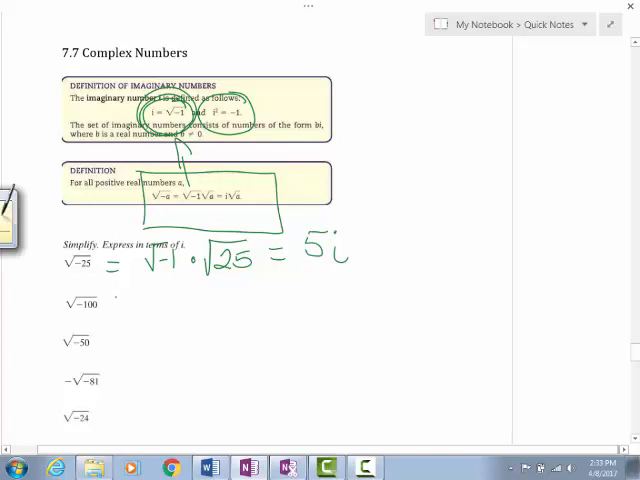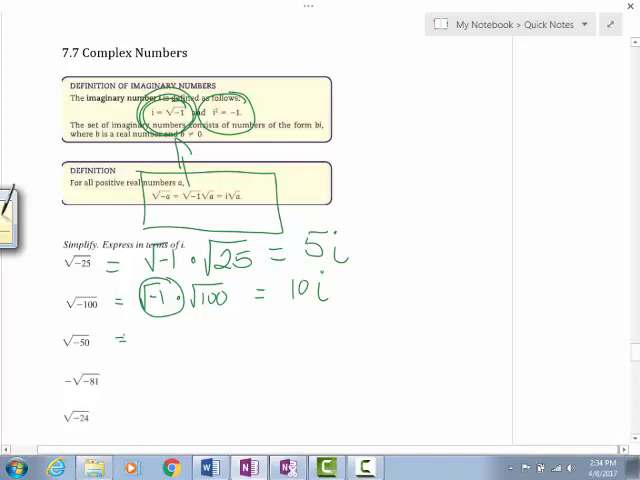I'll do the next one exactly the same way. The square root of negative 100, I'm going to rewrite as the square root of negative 1 times the square root of 100. Again, we already know the square root of negative 1 is what we call i. The square root of 100 is 10, and so my answer is 10i. Let's try the next one. We'll do it exactly the same way.